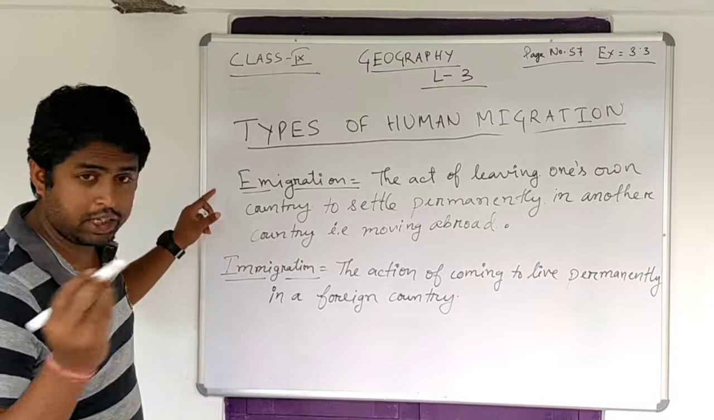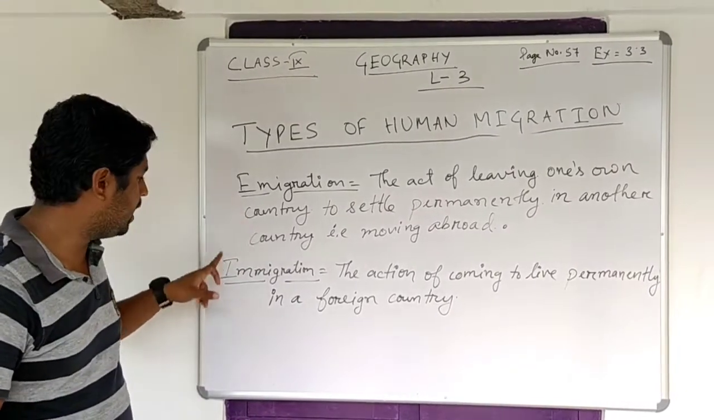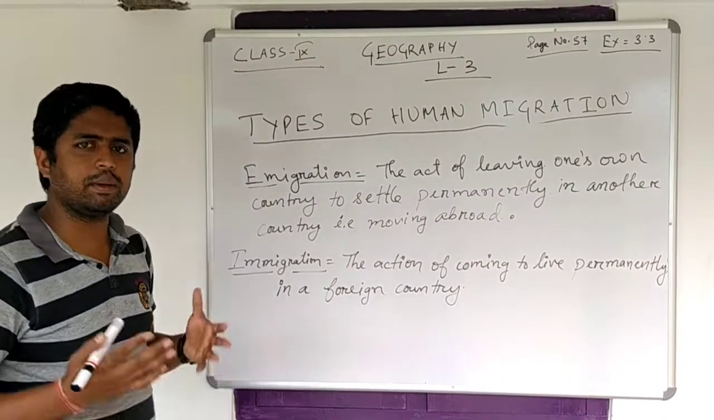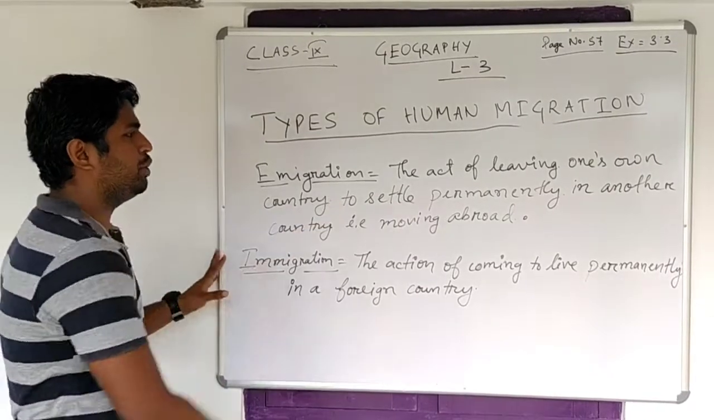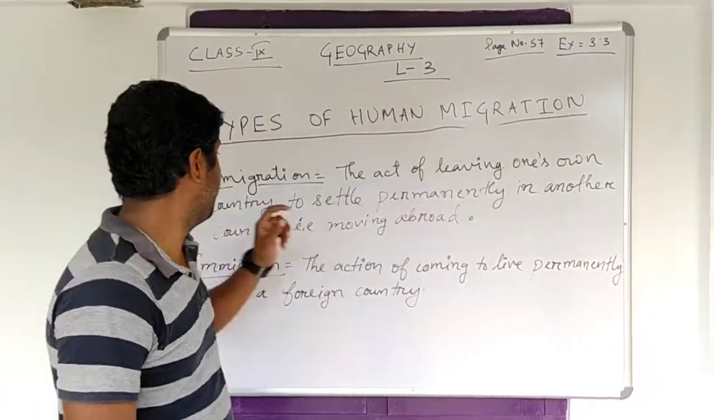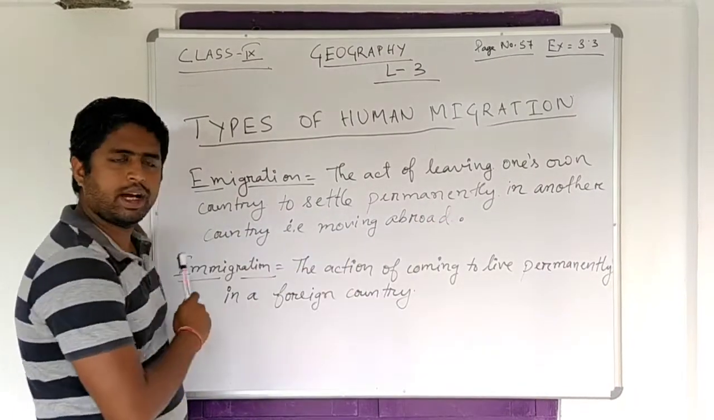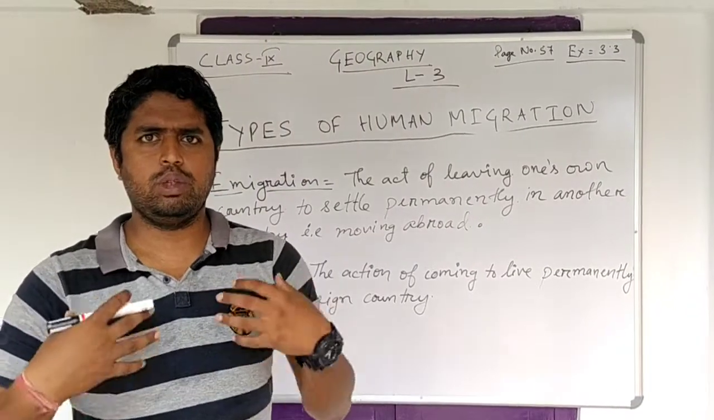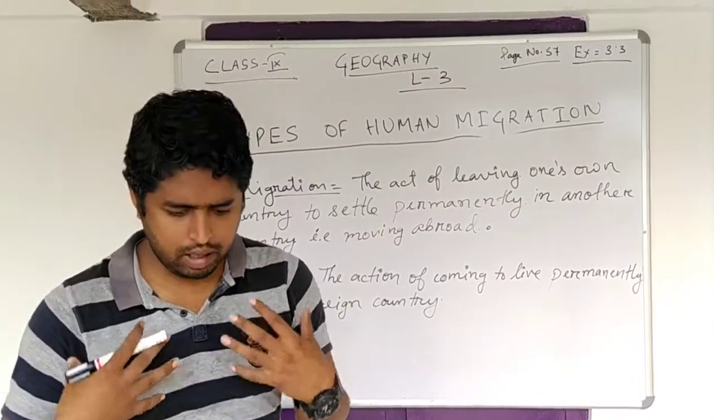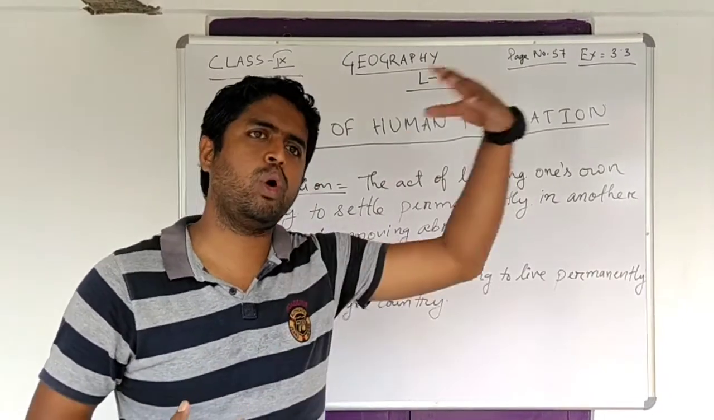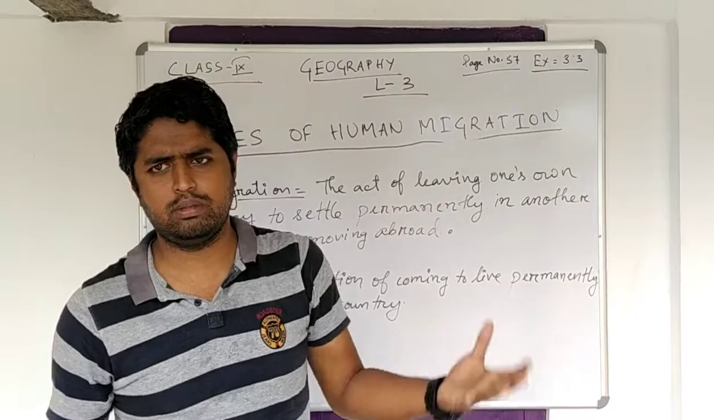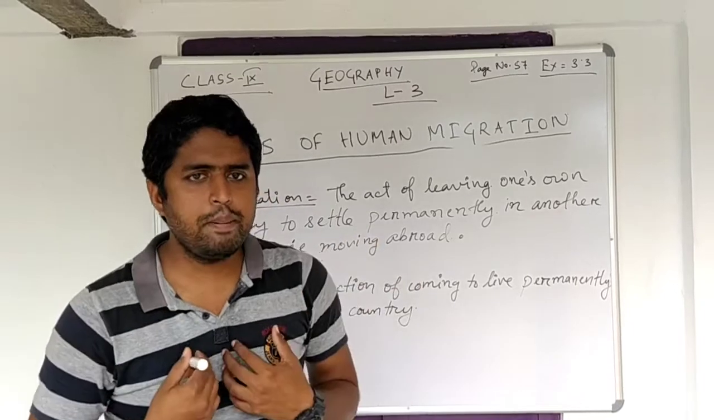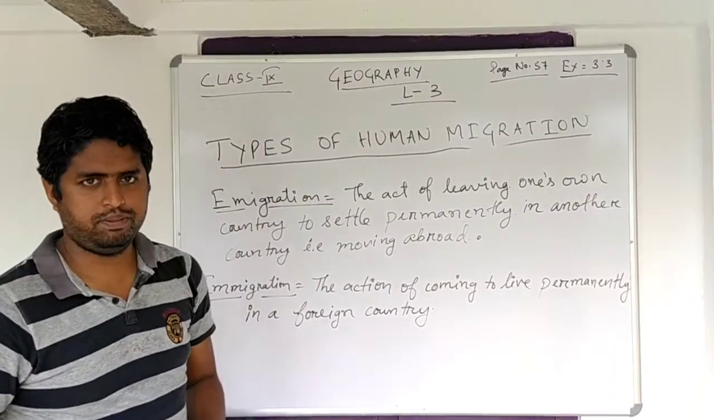Again I am repeating it. It is emigration and it is immigration. Now, what is the meaning of these two words? Emigration means the act of leaving one's own country to settle permanently in another country, that is, moving abroad. Let me give you an example with myself. Suppose I am living in Assam, and I move abroad to another country, say China, Japan, USA or London.